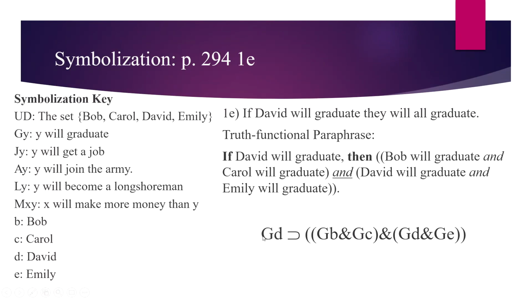If David graduates, then Bob will graduate, and Carol will graduate, and David will graduate, and Emily will graduate. And it's important that you do say David will graduate again, right? You can't leave that out, because what this says is they will all graduate, not everyone else will graduate. So you do have to repeat that David will graduate for this to properly capture the meaning.